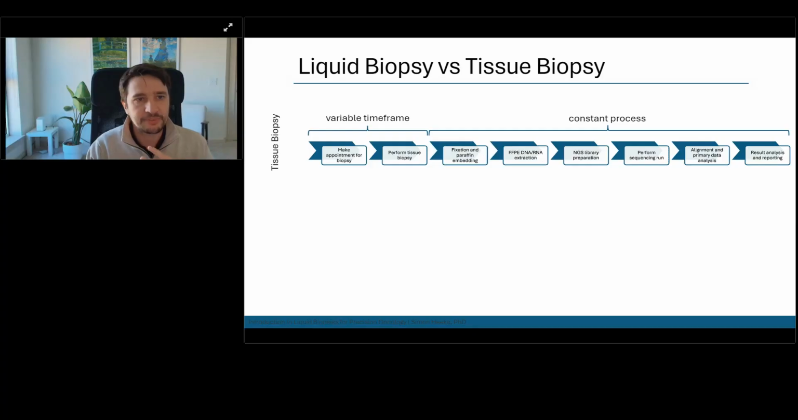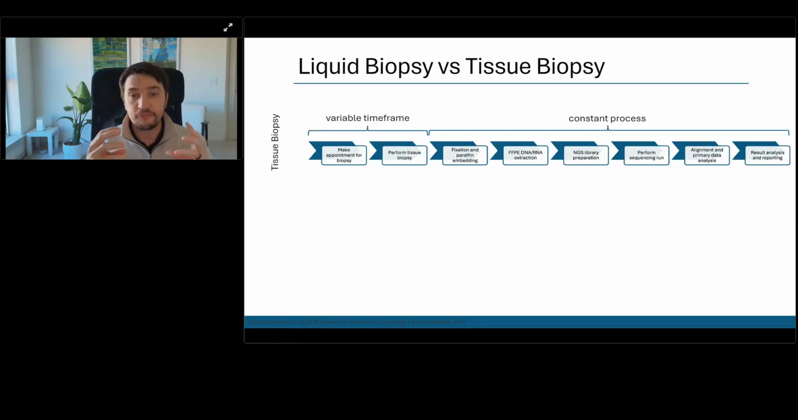Because when we look at the tissue biopsy, obviously, we need to have a tissue. And this means that we have to make an appointment for a biopsy. We have to actually perform the biopsy. Then we have to fix and embed the tissue and finally do the next generation sequencing or whatever analysis we have there to actually get results from our tissue biopsy. And you can really see that there are 2 different timeframes. One is a relatively constant process. I think most pathology labs these days are really capable of having a very constant process with a very predictable turnaround time once the tissue enters the pathology laboratory.